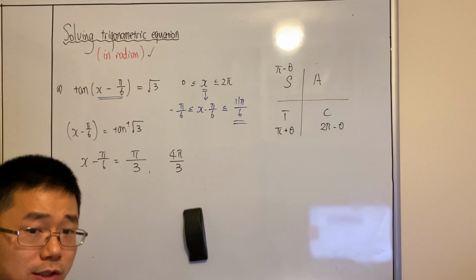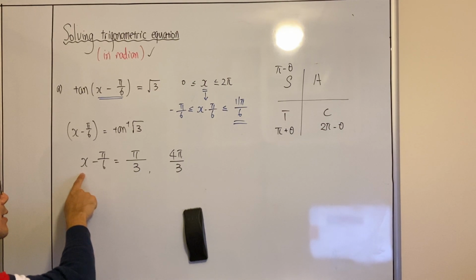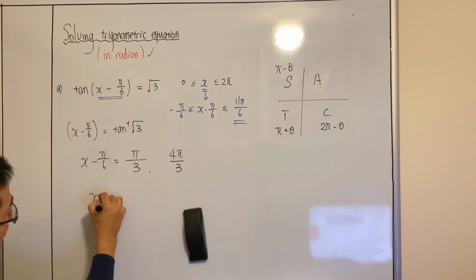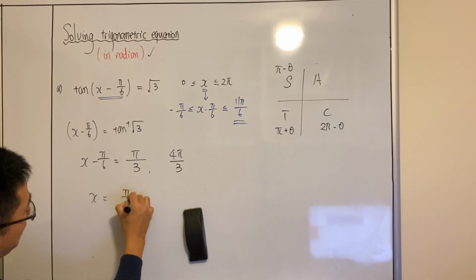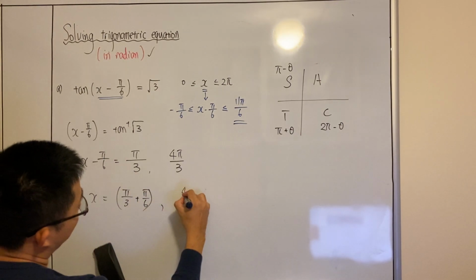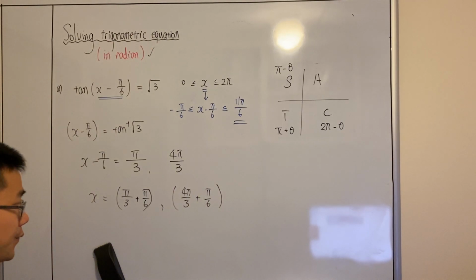Have we finished the question? All right, no, because the question says you need to find x. That's x minus pi on 6. So your final step here is to add pi on 6 to all the answers here. 4 pi on 3 and you plus pi on 6. That's what you need to do.